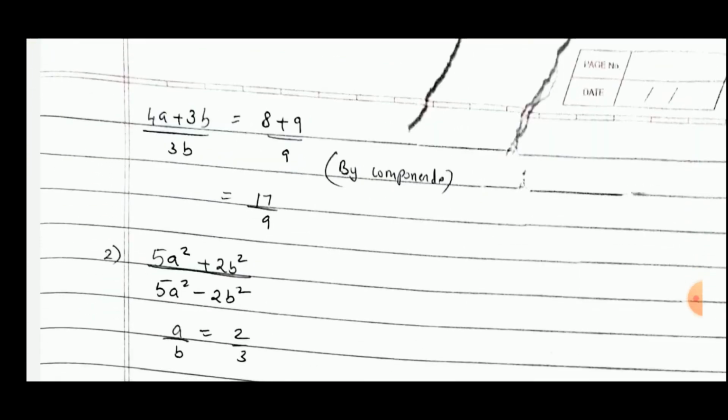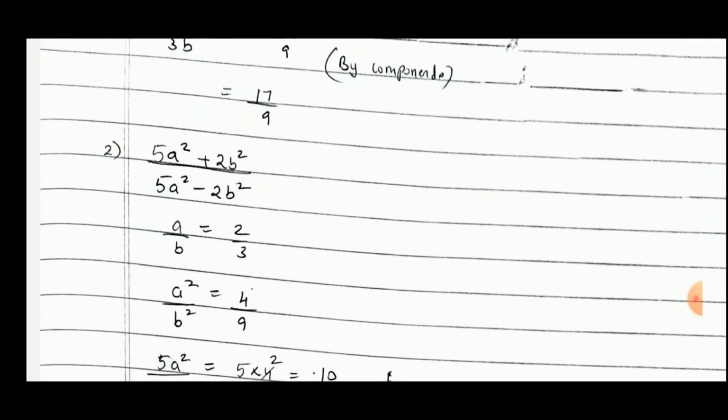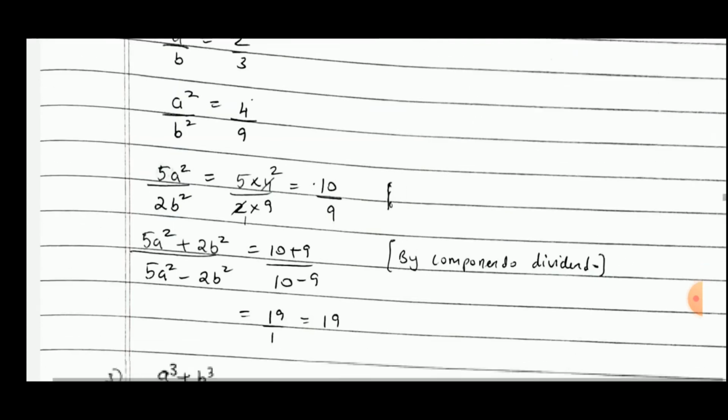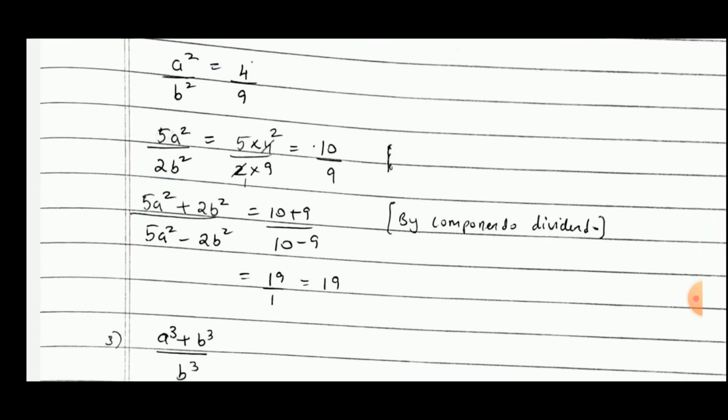Apply the componendo. So it is 8 plus 9 upon 9. That is 17 upon 9. Then 5A square plus 2B square upon 5A square minus 2B square. So A upon B is 2 by 3. A square upon B square is equal to 4 by 9. Then 5A square upon 2B square is equal to 10 upon 9.